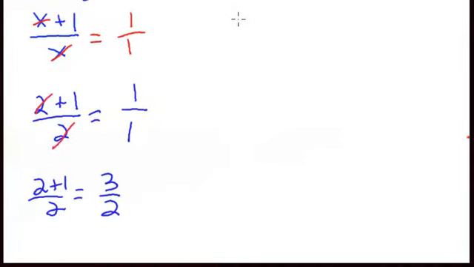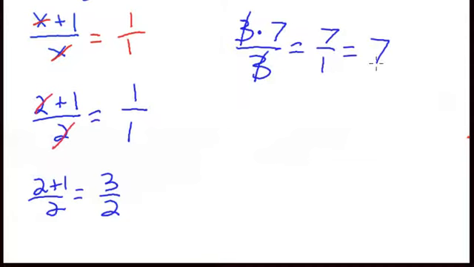On the other hand, if it were, say, 3 times 7 over 3, okay, now we've got a 3 and a 3, and they are common factors because they're multiplied. Okay, that would be 7 over 1, or just 7.